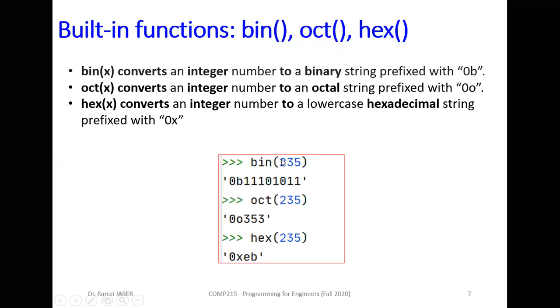Example here. The same decimal number, 235, if we put it inside bin, will give us 0b, which means it's binary, 1110111. Or if we put it in oct, 0o, which says that it's an octal number, 353. Also in hex, 0x, x means hexadecimal, lowercase eb. Okay?